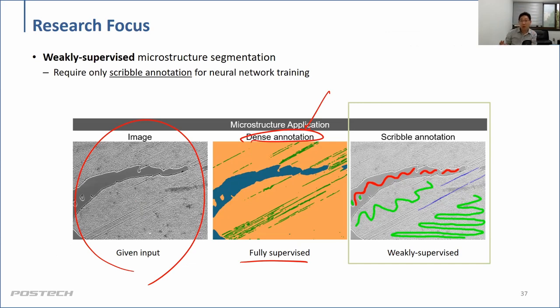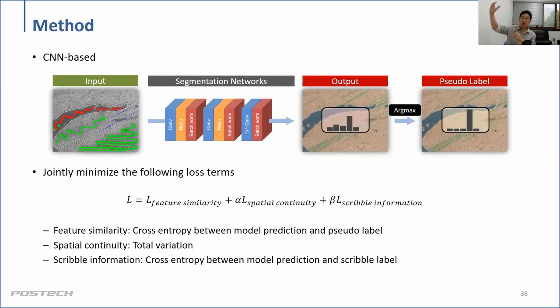On the other hand, the way that I'm proposing here is weakly supervised. What do we mean by weakly supervised? Like this. We call it scribbling. Say, if I were the expert, I mean, these are in the same phase. We don't have to tell which one is which, the only thing is to use a different color and say these are in the same phase. I'm just scribbling. I believe that this is kind of okay. So I want to have weakly supervised microstructure segmentation that requires only scribble annotations for the neural net training process. That's the direction that we want to go.